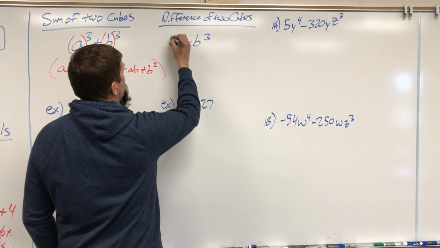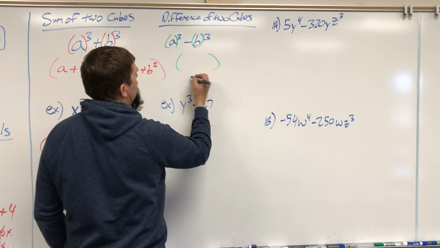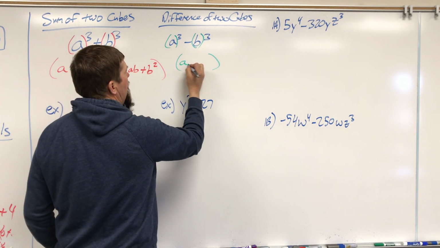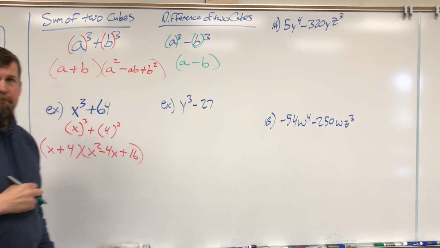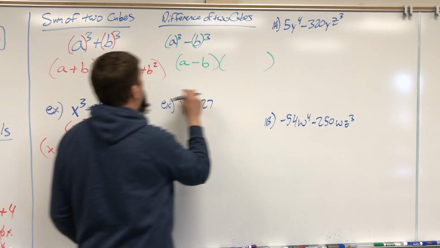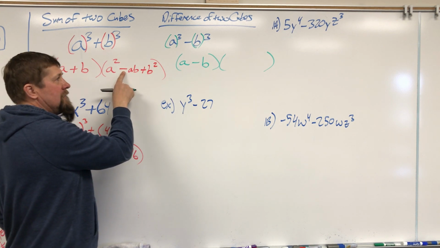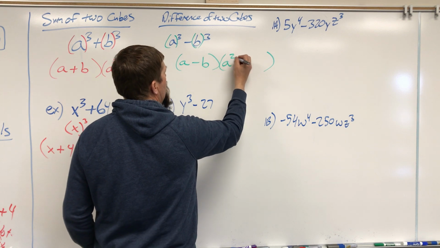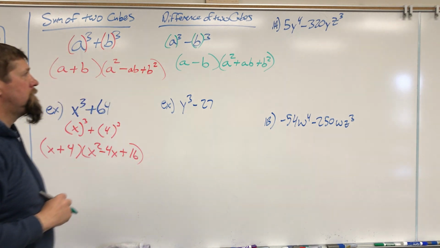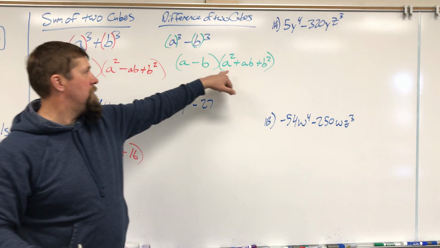The difference of two cubes, again, you got to identify what is being cubed. So the first factor, instead of being like this one where it's plus, it's actually going to be minus. So a minus b. The next factor is almost identical to this, except in the middle, instead of a minus, it's a plus. So it's still going to be a squared plus ab plus b squared. So there's the pattern. Basically, when it's a minus, you start with a minus, but the middle is a plus.